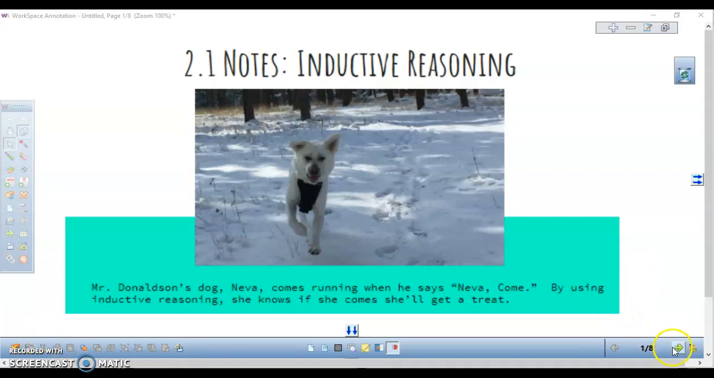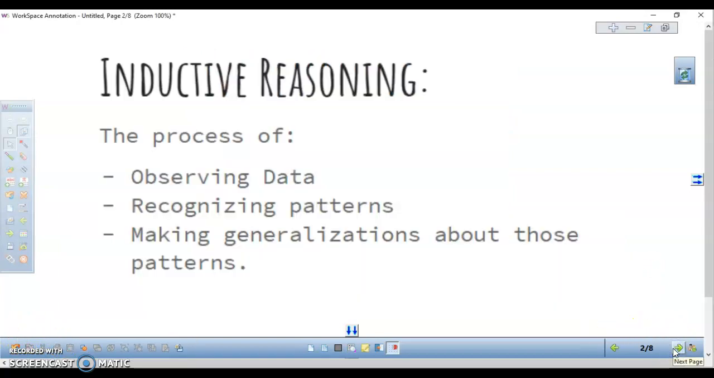Let's talk about why. So here's the process, all right? Here's the definition, rather. Inductive reasoning is the process of, first, observing data; second, recognizing patterns with that data you've observed; and then third, making a generalization about those patterns.